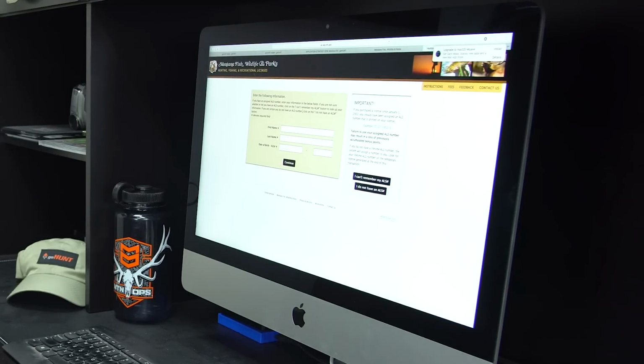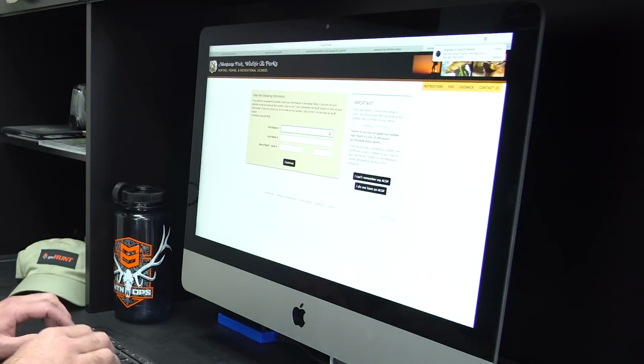Hopefully I can clarify a few things as we go through it as well. So if you've not applied in Montana previously, you're going to need an ALS number. And so you can click over here if you forgot it, or if you don't have one, you apply or you get that number. Then when you apply, you need to enter that number in.